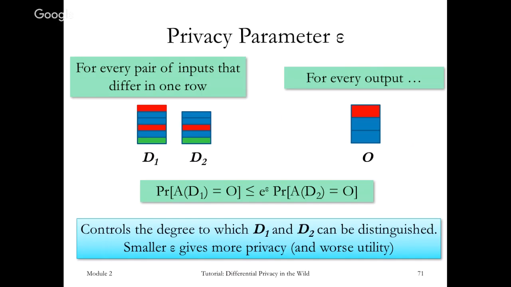And epsilon is a privacy parameter that we can actually specify when we invoke a differentially private algorithm. That parameter controls the degree to which D1 and D2 can be distinguished. So the smaller epsilon is, the more similar these probability distributions are to each other, and so intuitively, the more privacy you have. On the other hand, the smaller this is, basically the more noise you have to add into your computations, and so you can expect less accurate results, and so worse utility.